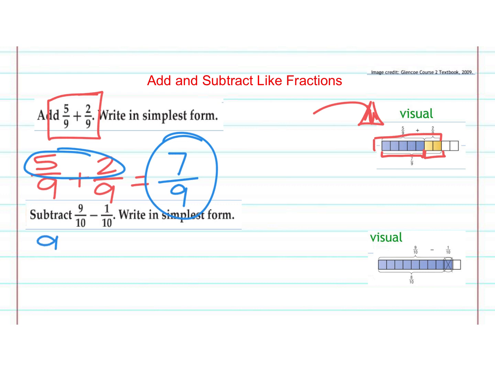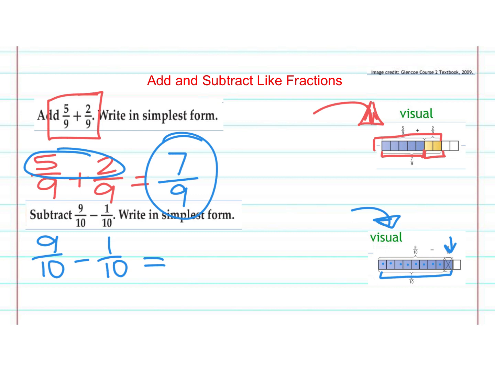If we have 9/10 minus 1/10, we can look at our visual over here. We have 9/10 shaded in. We take 1 away, so you can see that 1 is crossed off, which then leaves us with 1, 2, 3, 4, 5, 6, 7, 8. So 8/10.